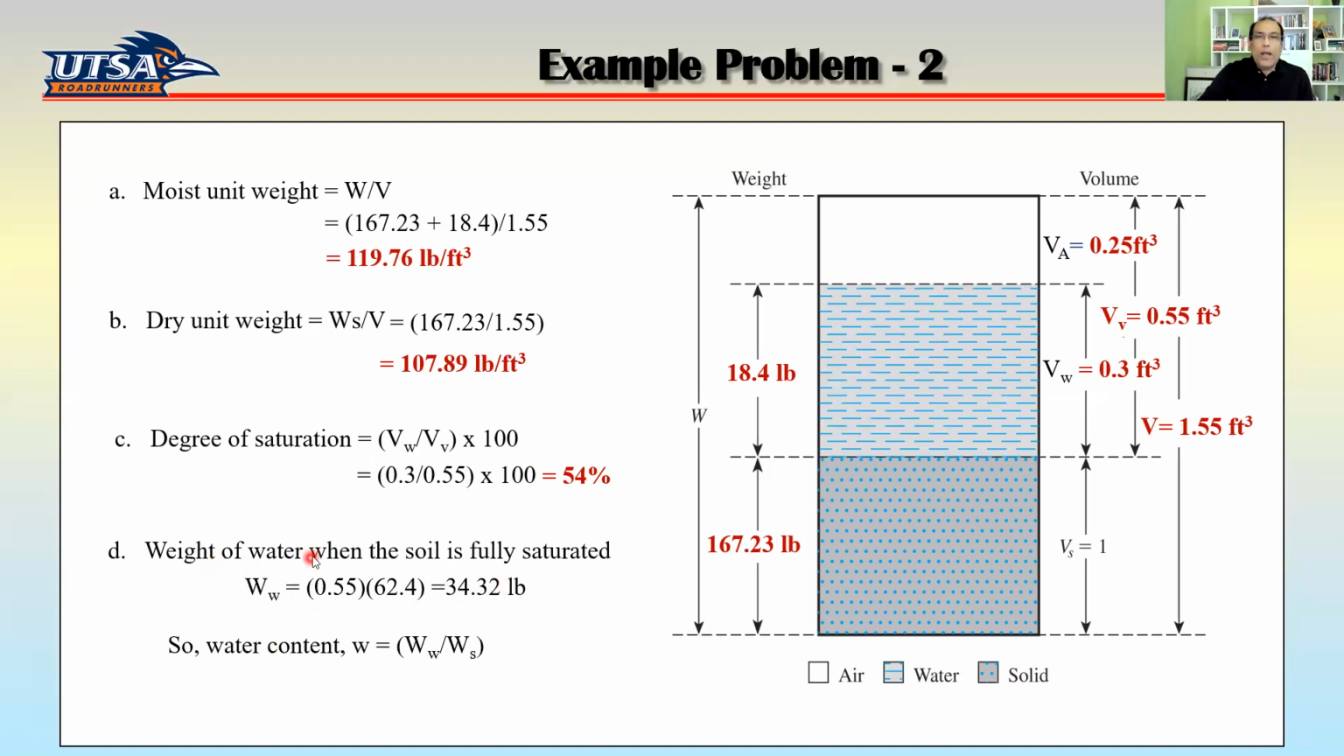I forgot to tell you that this one is also asking for water content. So water content is WW by WS. If I know the weight of water when the soil is completely saturated, 34.32 divided by the weight of solid, 167.23, then multiplied by 100, that gives 20.5% water content. So when the soil is completely saturated, the water content would be 20.5%.